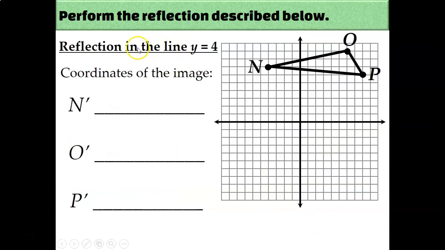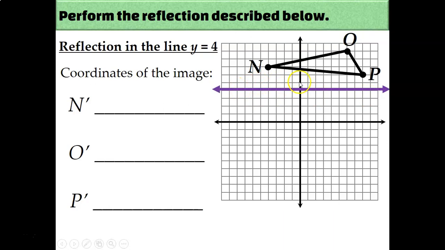Next up, we're going to reflect in the line y equals 4. Remember, y equals equations are horizontal lines. It's like saying find every single point on this plane that has a y value of 4, like this one and this one and this one.